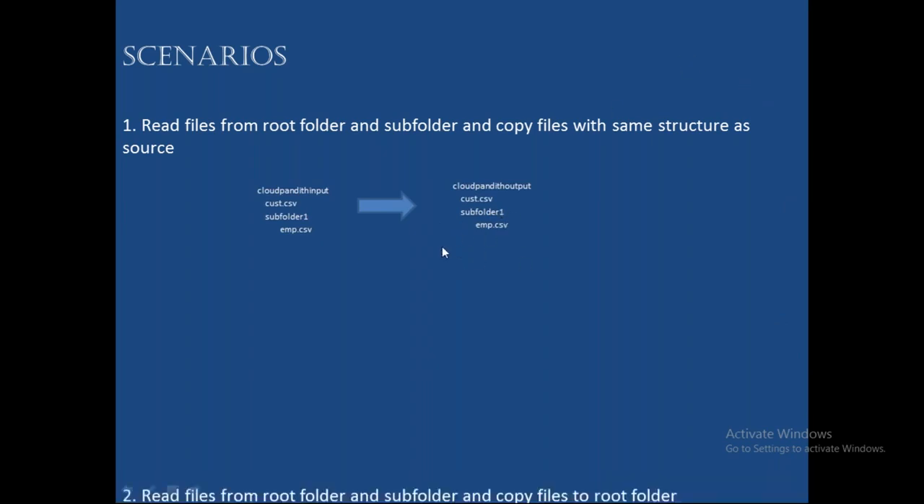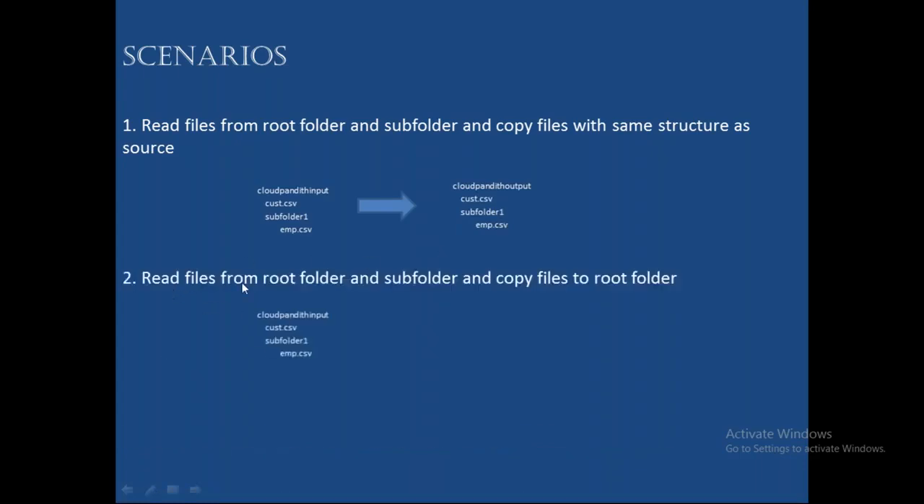Now you see the next scenario: read files from the root folder and subfolder and copy files to a root folder. What it means? I have the same structure, but in my output I want to see something like this. In the Cloud Pandit output container, I want to see custard.csv and emp.csv. I have custard.csv directly in the root folder, but emp.csv is in a subfolder. I don't care where a particular file is available, but I want to get all these files into the root folder.